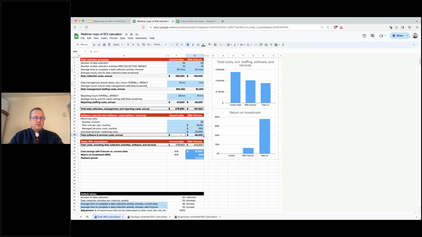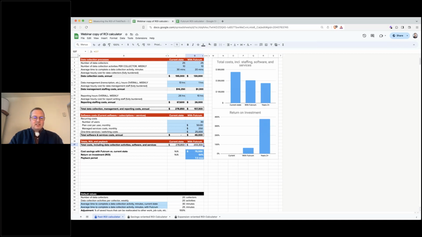But even with that fairly large number that you're investing up front, and realize, by the way, I just want to make this clear, these are annual numbers, right? I've got 30 users at a certain price point, and I'm paying a monthly cost. So these are recurring costs. This one down here, buying the iPads, that's a one-time cost. You can add in replacement and stuff like that up above as a percentage if you want. So my total software and services cost for year one with Fulcrum is $46,000. That takes us from a current state where I'm spending $279,000 to $203,000.